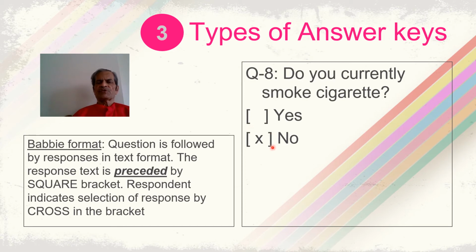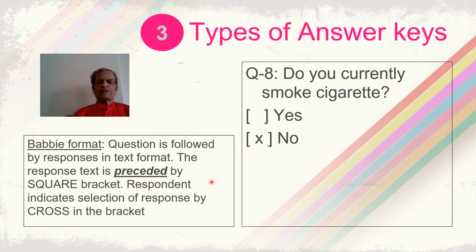Each possible response is preceded by a square bracket, and the respondent indicates the selection of the response by a cross in the bracket. So if the response is no, the cross is made in this bracket, and the bracket preceding it is crossed like the one shown in your slide. If the response on the contrary is yes, then this is not the place where you are expected to place the cross. The cross will be placed against yes.